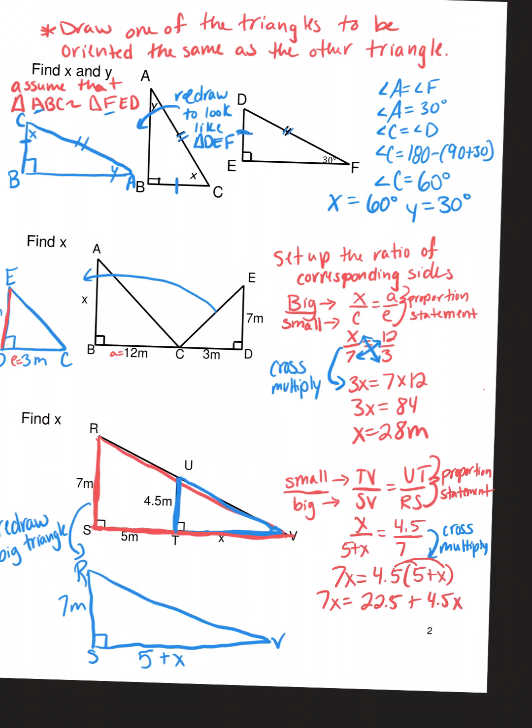Okay, I'm going to work to isolate x, so I'm going to move the 4.5x over to the other side. So we have 7x minus 4.5x, which equals 22.5. So that's 2.5x equals 22.5. And then I'll divide both sides by 2.5, and we should get that x is equal to 9 meters. Okay, that's all for your notes for today.